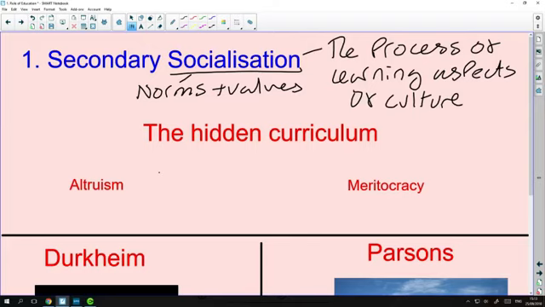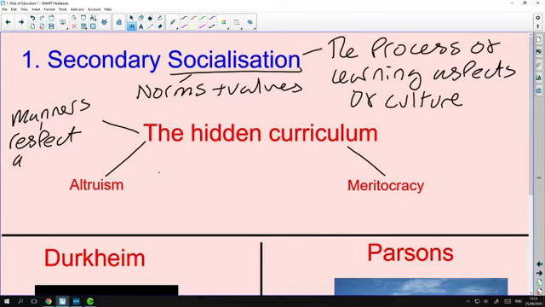So the hidden curriculum are the things you learn in education, you often don't realise that you're learning them. An example of that would be things like, I've got two here, altruism, meritocracy. I'll give you a few more and I'll come back to those phrases in a minute. So it'd be things like teaching you your manners, how to respect authority, for example, it may sound strange if you refer to me by my first name.